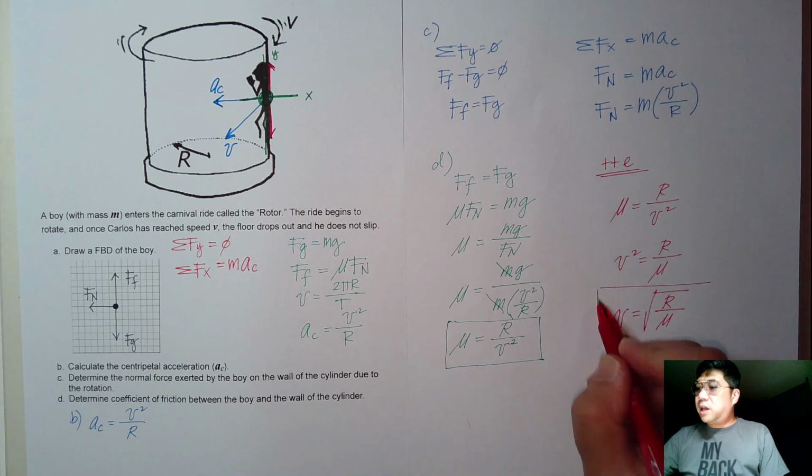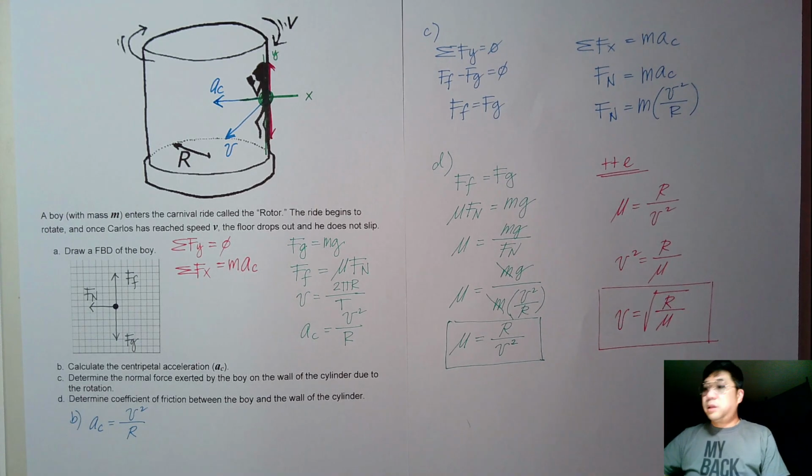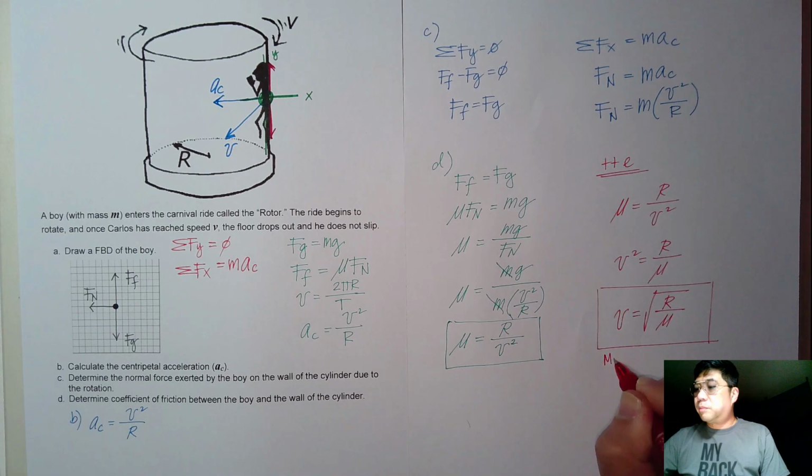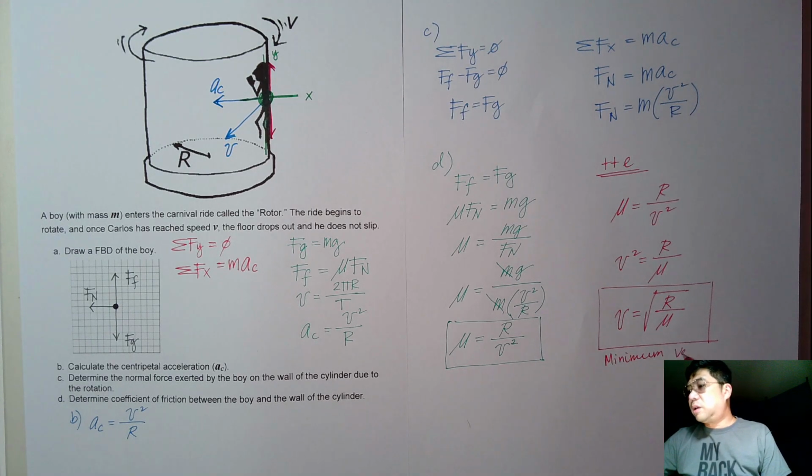So this is the minimum velocity to prevent falling.